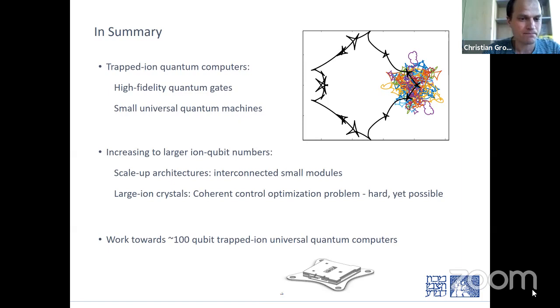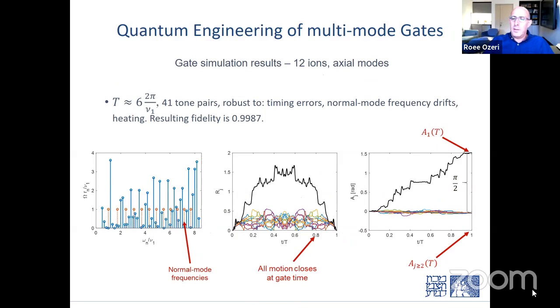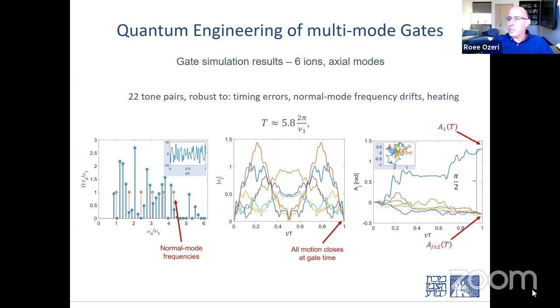Well, there's not much to it. For example, the methods that I described here do not even require individual addressing. We can actually tailor different spin coupling schemes, and I haven't described those here at all, by using one global beam that addresses the entire crystal. So in principle, there's not much disadvantage. The difficulty really comes from the fact that the gates slow down as a function of the number of ions. So the gates would still be square root of n slower, which means you would still need to come up with higher intensity lasers.